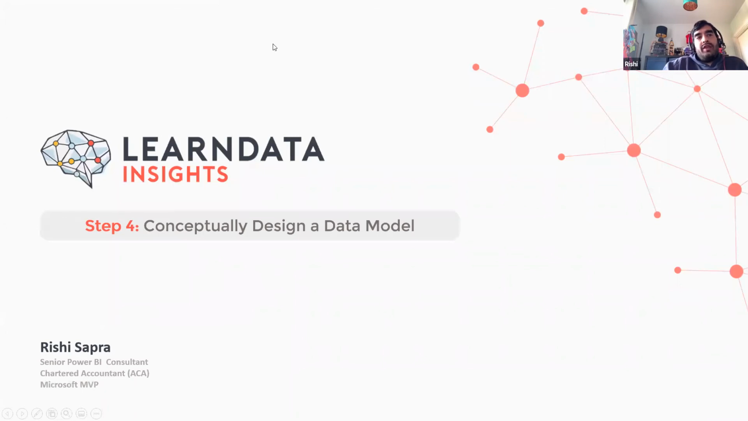And then the last step, which brings this all together, is designing a data model. So based around thinking about what your dimensions and facts are, and what business questions you want to answer, you bring that all together into a data model.